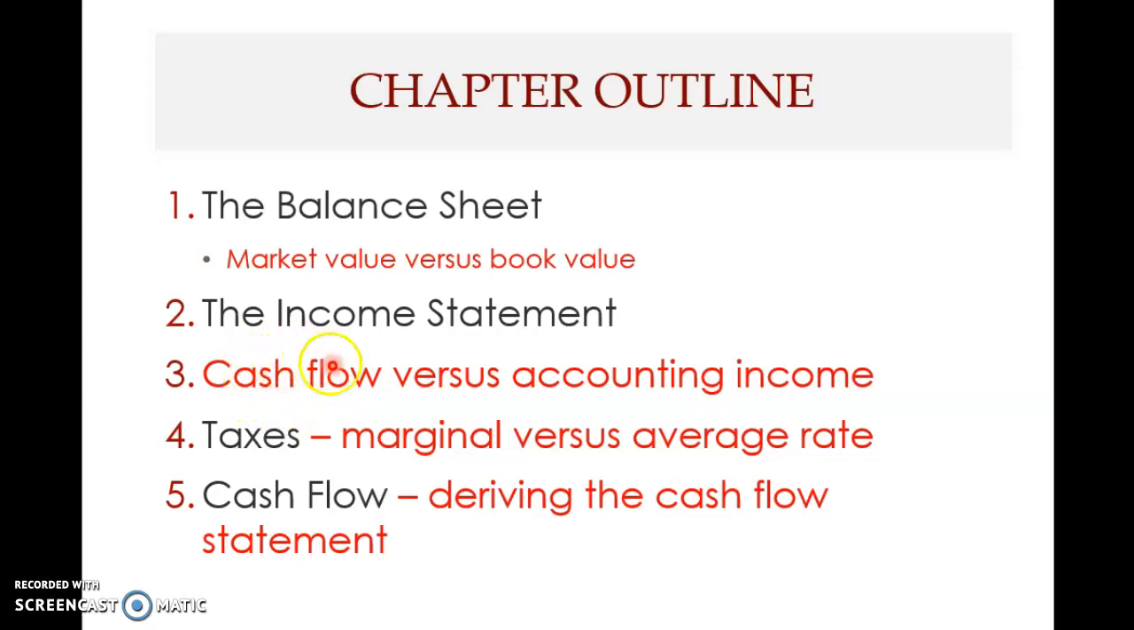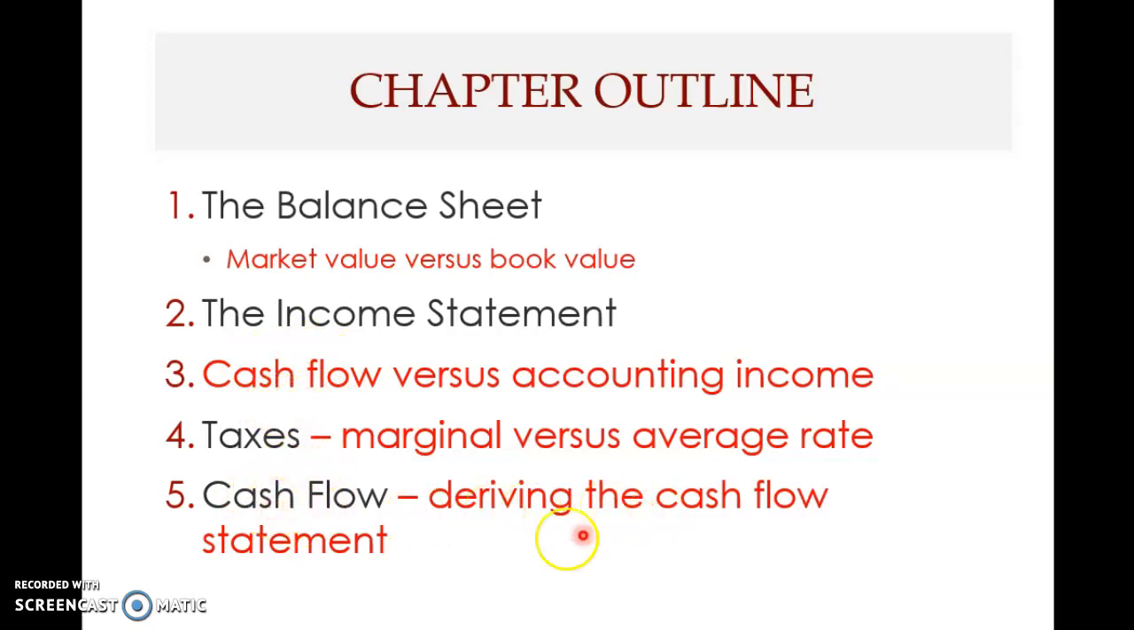So that is looked at in the third key point. Then we will look at taxes, the tax that is paid by businesses. And we will look at the concept of marginal tax versus average tax. So that will be the fourth key point. And the final key point, we will look at cash flow. Remember the third key point here? We picked up on cash flow, and this is developed further in the fifth key point.